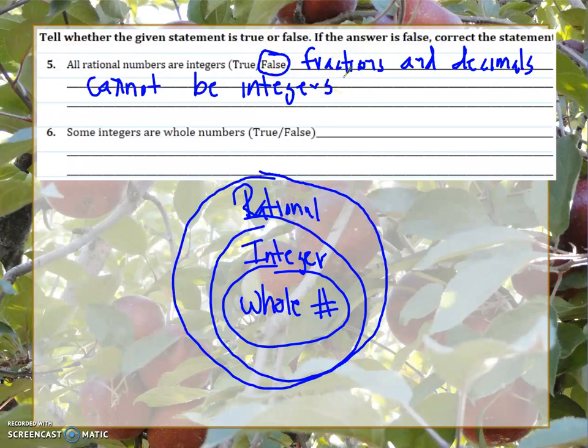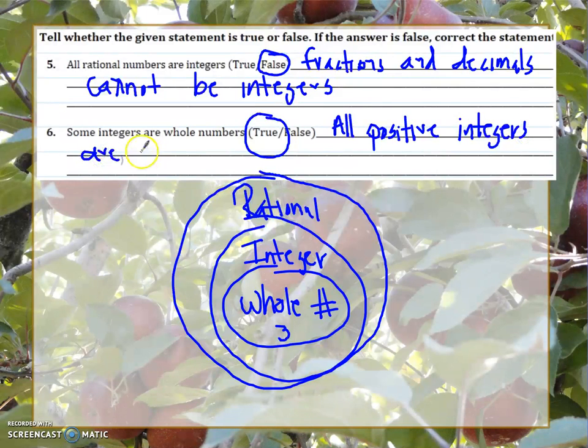All right. Number 6. Some integers are whole numbers. That's true. So for example, if I have 3, 3 is a whole number and it's an integer. So not all integers are whole numbers, but some are. All positive integers are whole numbers.